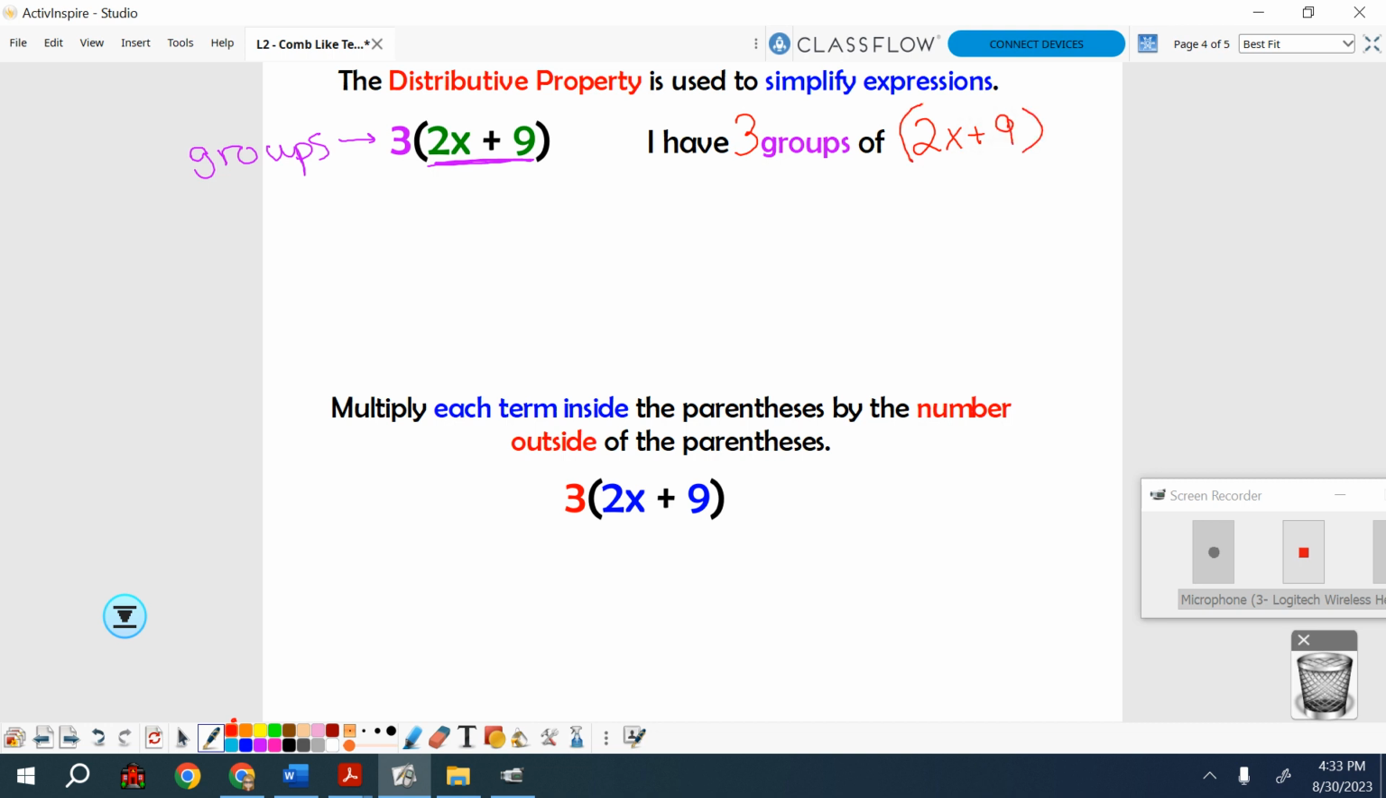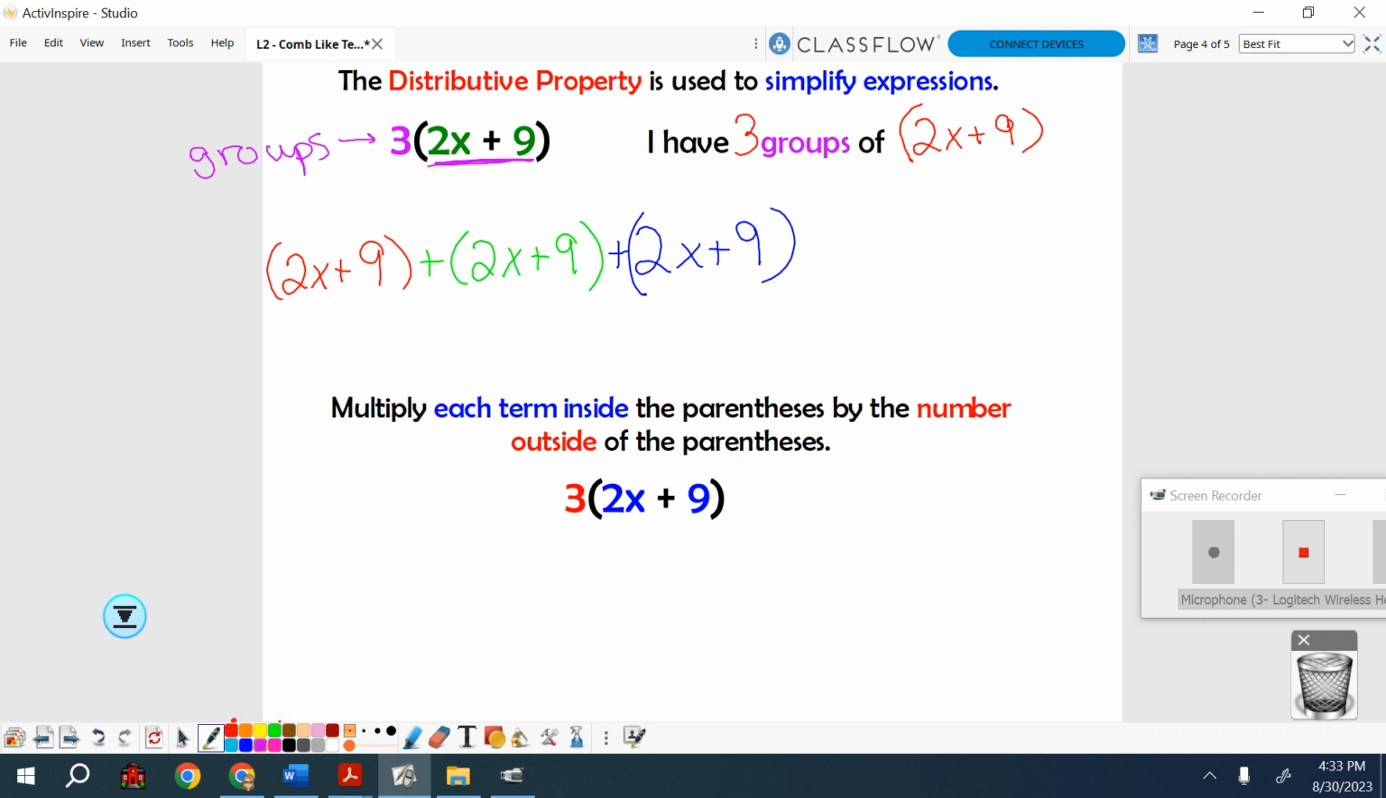In expanded form, if I was going to show you what this would look like, what it means is I have 3 groups of 2x plus 9. Here's 1 group. Here's 2 groups. And here's 3 groups. So this is kind of a complicated way to write out this problem. What I would have to do here is now combine like terms.